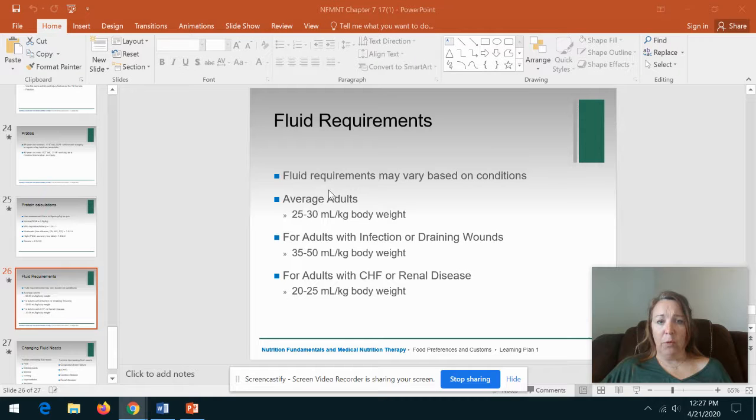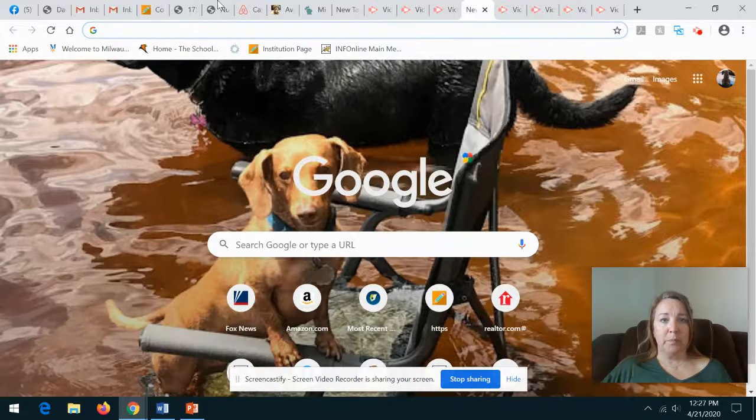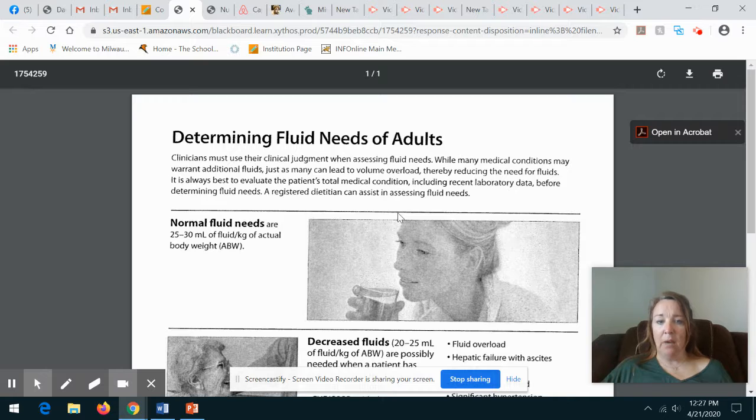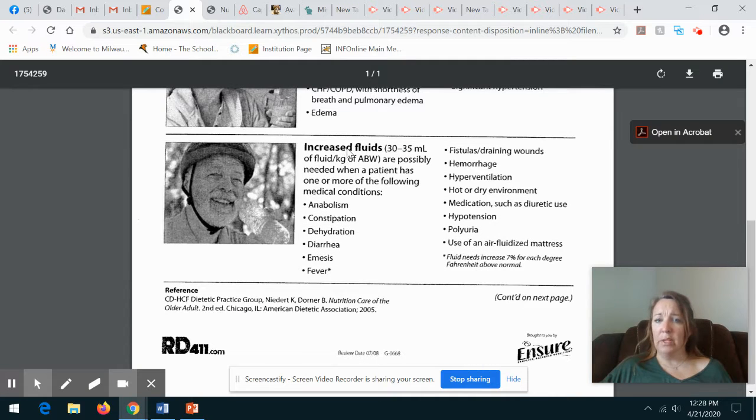So you all know that our fluid needs are 25 to 30 milliliters or cc's per kilogram of body weight. When we look at that fluid needs handout that I have on Blackboard, we have decreased fluid needs here. That's someone with CHF or COPD, with edema, liver failure, kidney failure. And then increased fluids would be someone who has constipation, dehydration, diarrhea, they're throwing up, they have a fever.